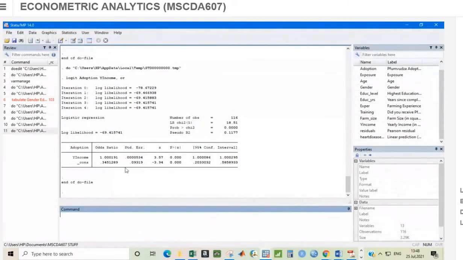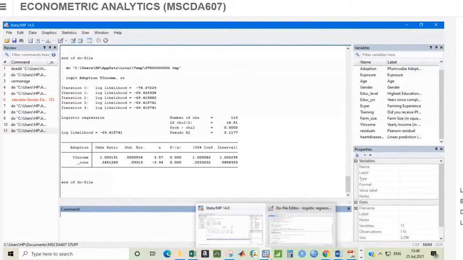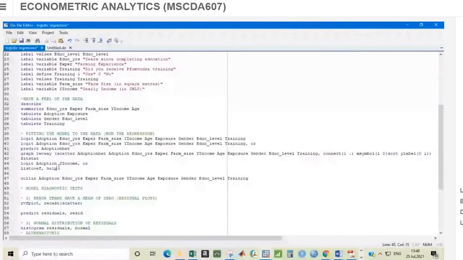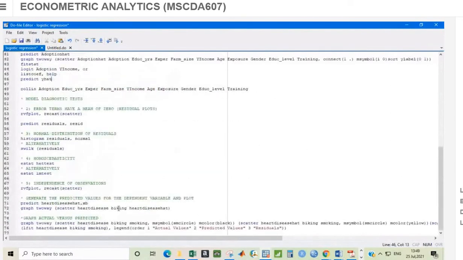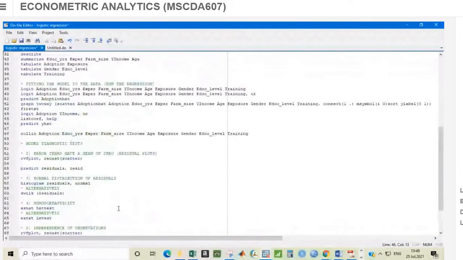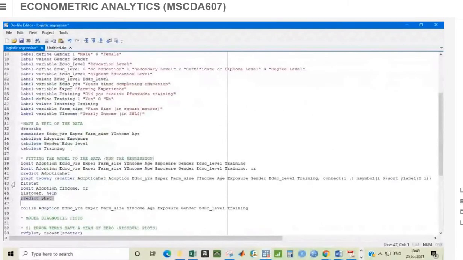So let me predict now. Oh, this time I don't. Let me put, let's say predict. Let me say y8. Then simply y8. Then I'll run the code.